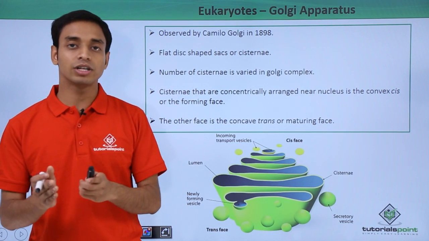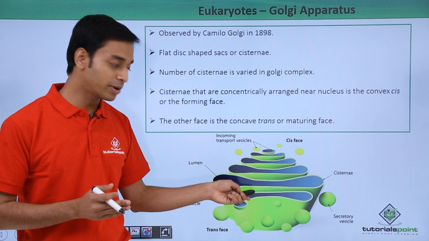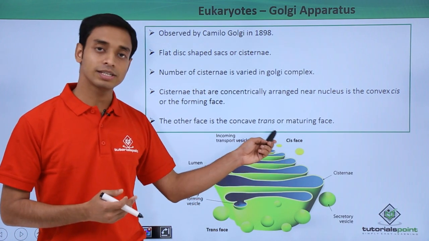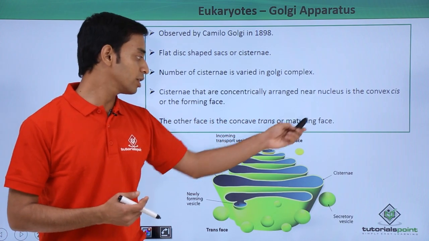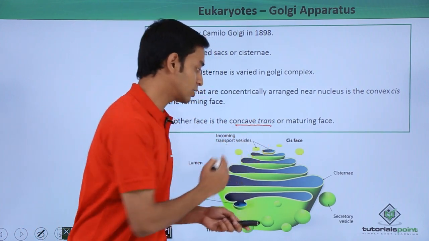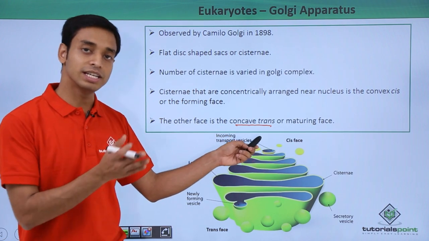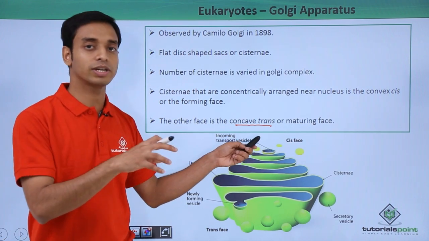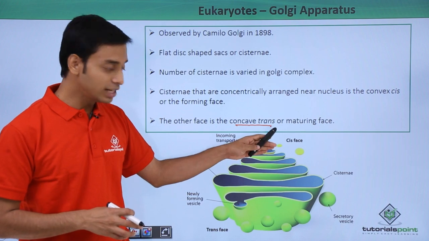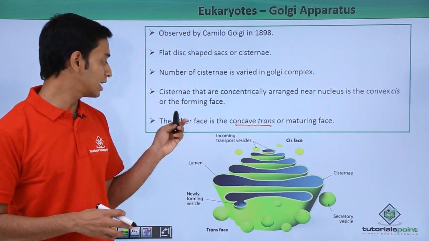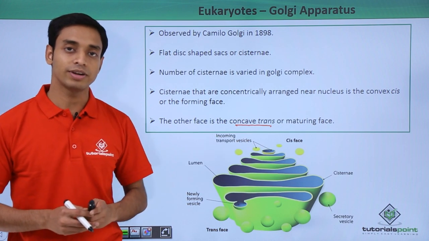Now the other end of the Golgi apparatus, the end away from the nucleus, is known as the maturing phase or the concave trans phase, as you can see over here. So this is the cis phase, the area nearer to the nucleus and arranged concentrically around it, and the area facing away from the nucleus is known as the trans phase, also called the maturing phase.